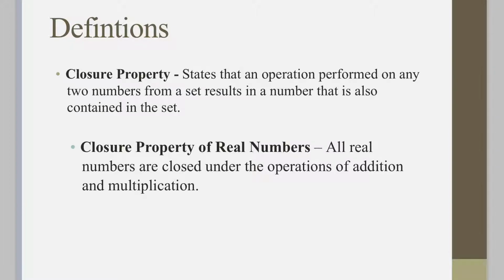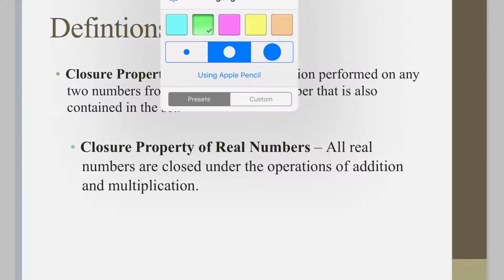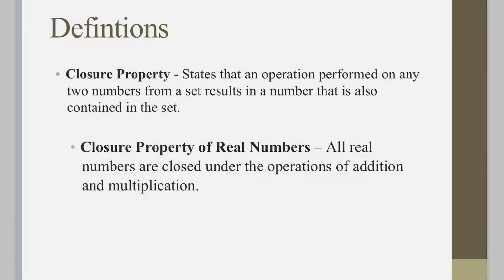Definitions. This is a review of a definition, this being closure property. The closure property, once again, states that an operation, we talked about operations in the previous unit. Specifically, we are going to be using addition and multiplication as our operations that we can perform on any two numbers from a set.